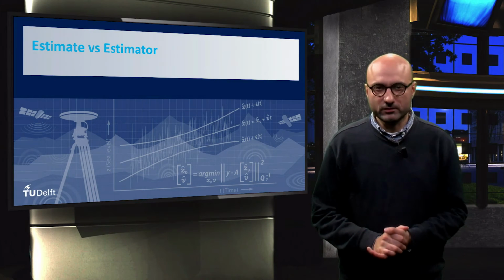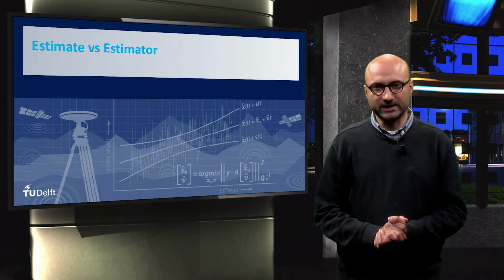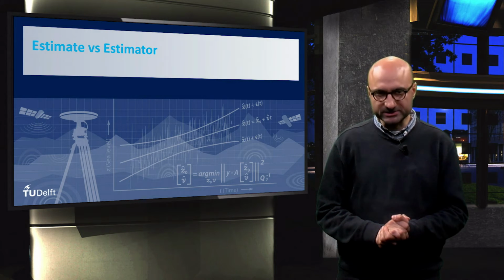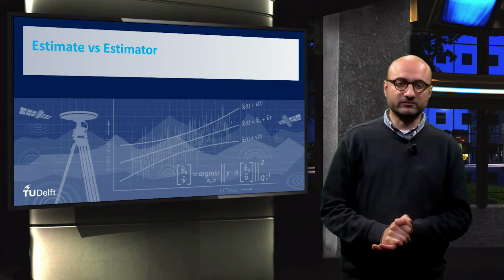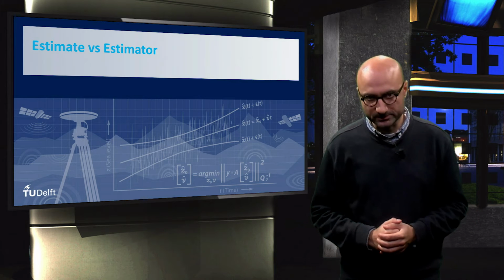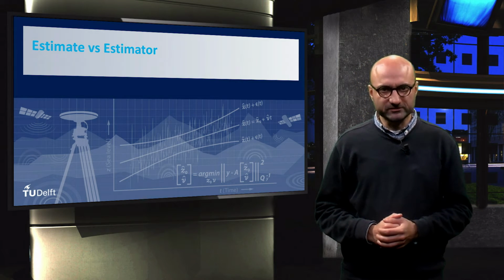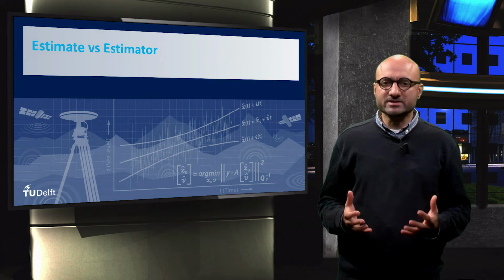Welcome to week 4 of the course on observation theory. In the previous week, we learned about the least squares estimation. We saw how to find a solution for inconsistent functional models based on the least squares or weighted least squares principle. But so far, when we discussed the least squares estimation, we treated it in a deterministic way.